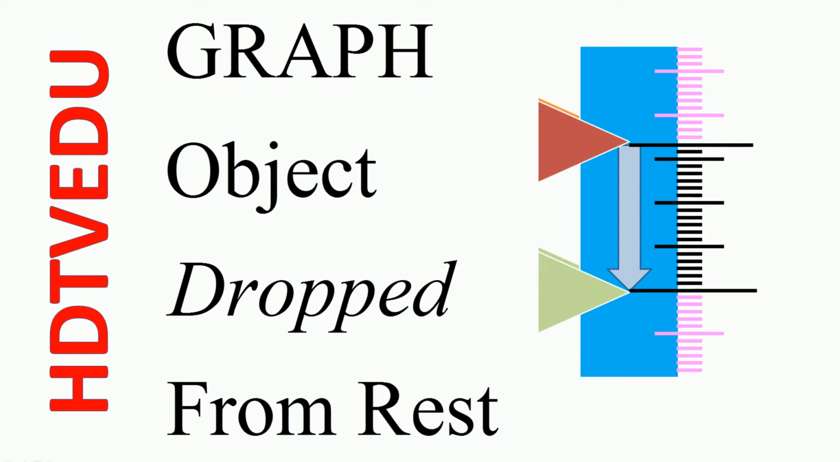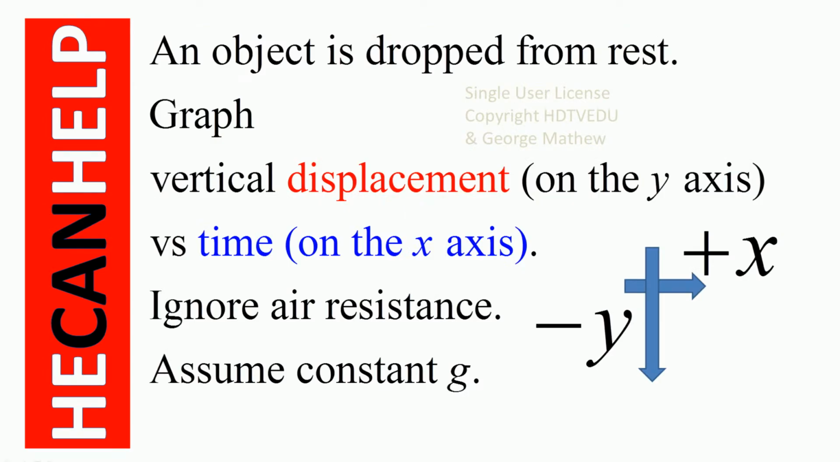Graph, object dropped from rest. Welcome. An object is dropped from rest. Graph vertical displacement on the y-axis versus time on the x-axis. Ignore air resistance. Assume constant acceleration due to gravity g. Positive x is defined as to the right. Negative y is defined as vertically down.